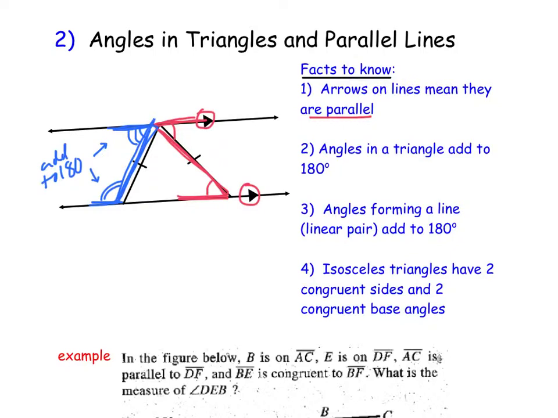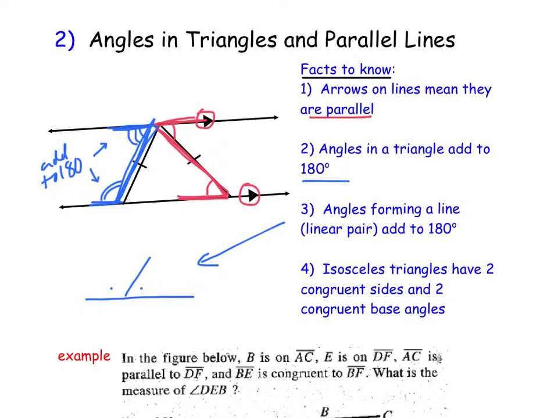The other thing is angles in a triangle add to 180. That's a common thing that you probably already know. Angles forming a line, or a linear pair, add to 180. So what that looks like is if I just have two angles that make a line, for example, this angle and this angle, they would have to add to 180. A straight line is 180 degrees. That's a common thing that you're going to see.